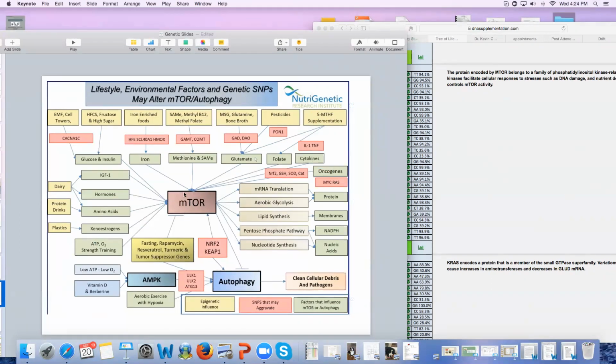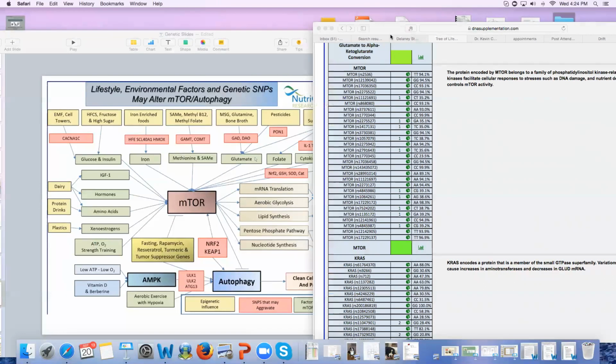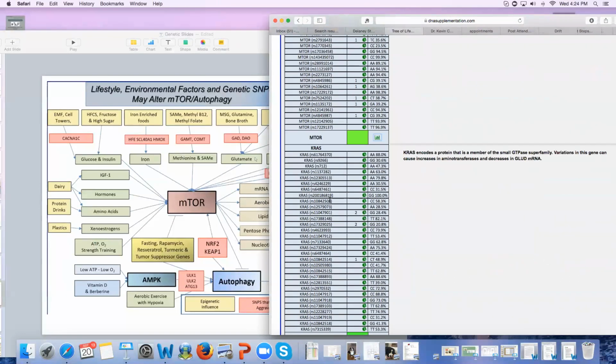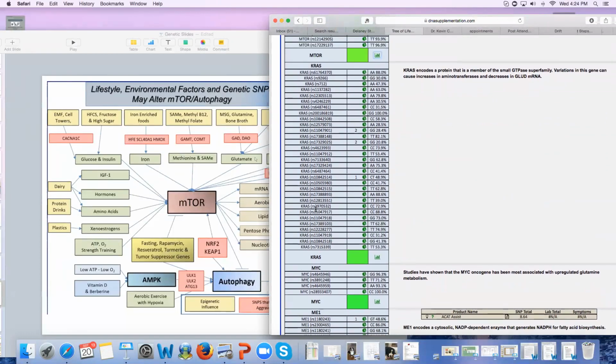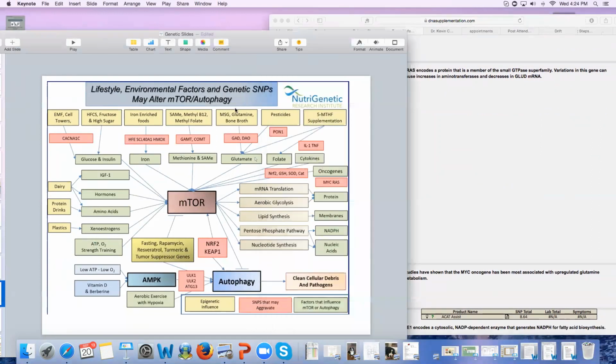So the thing that I remember that keeps this in check is the NRF2, the glutathione pathway, and the KEAP1 genes. KRAS genes, that's another pathway that feeds glutamate, and we need to expand this chart because KRAS feeds glutamate up on top up here.